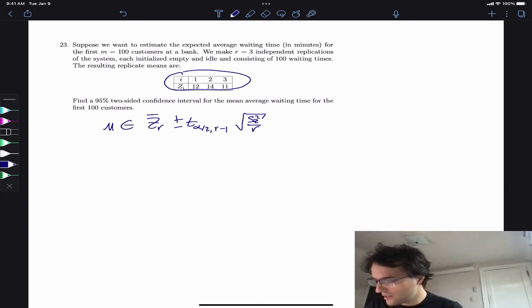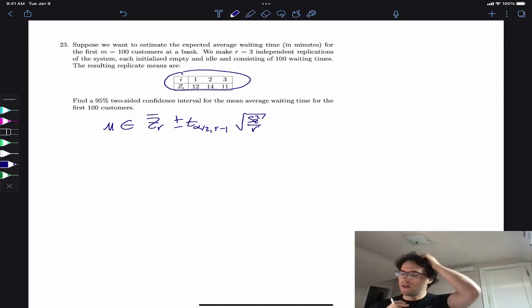And so we just need to plug in the pieces here. Also, one thing I would point out is that there are a lot of problems similar to this one, where they give you independent replications, or maybe a bunch of batched means, or something else, and they want you to find the confidence interval or find something else out about it.